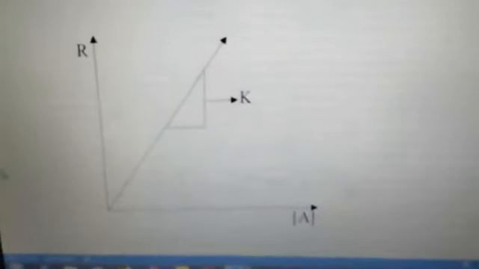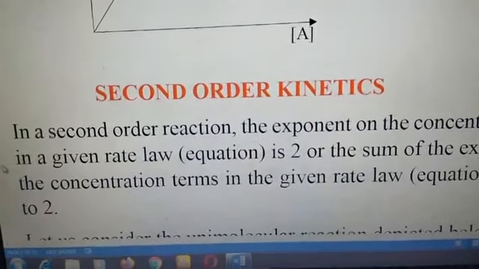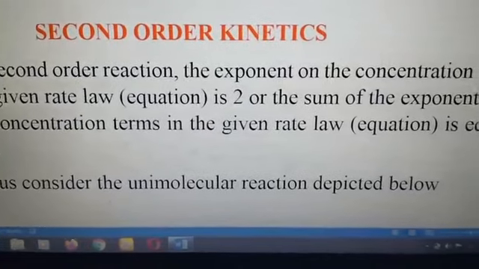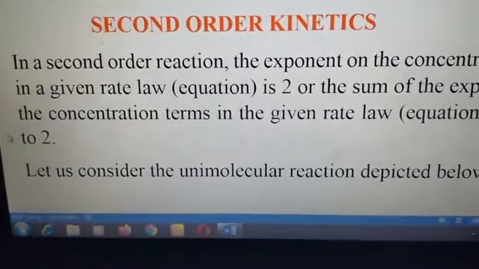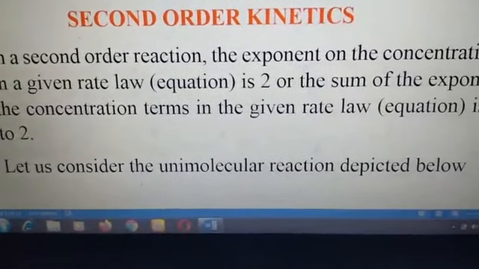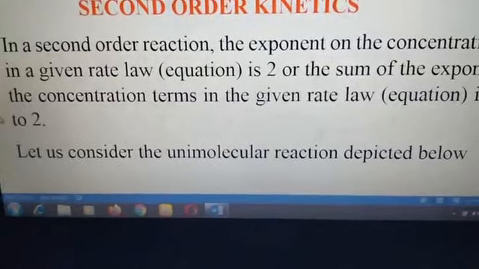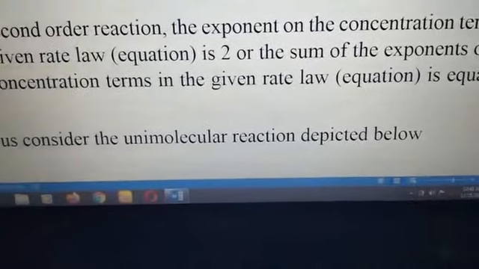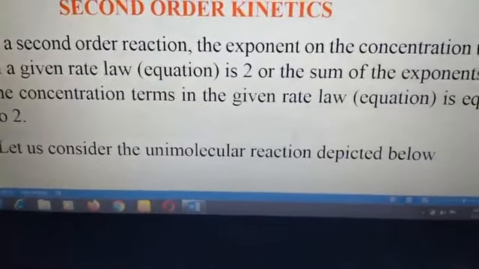Okay, so we now move to second order kinetics, or second order reaction. In a second order reaction, the exponent on the concentration term in a given rate law or equation is 2, or the sum of exponents on the concentration terms in the given rate law or equation is equal to 2. So let's explain what is meant by a sum of exponents.